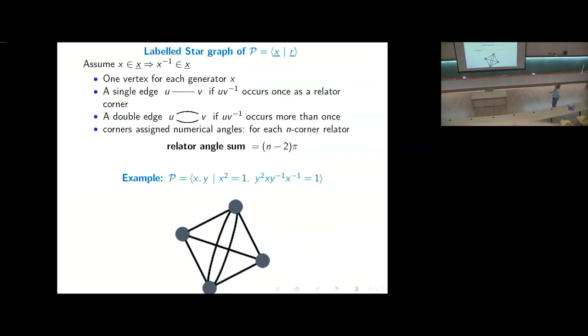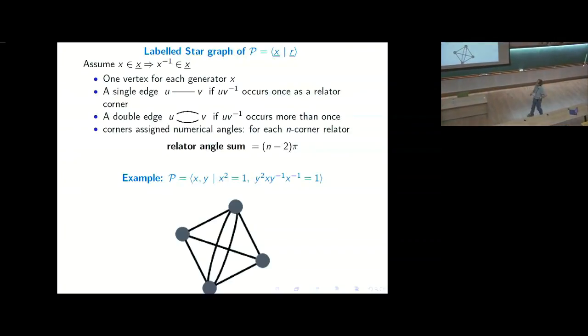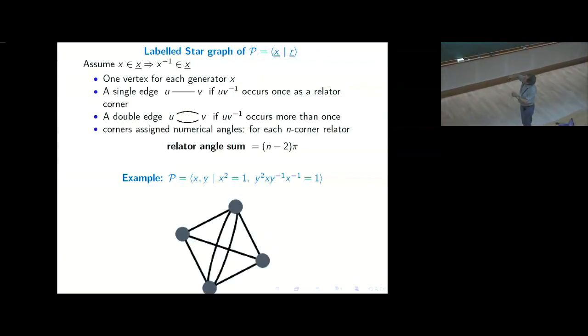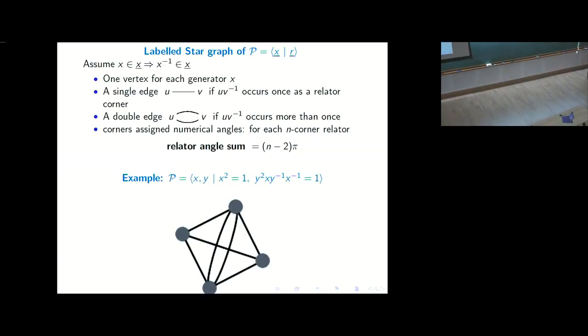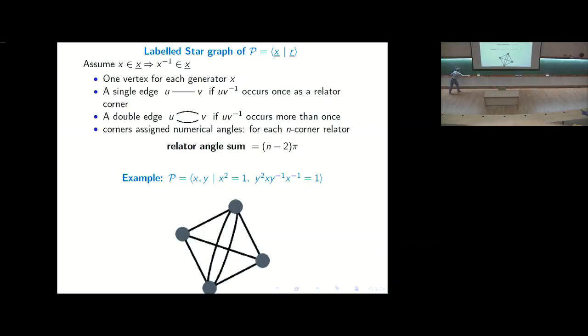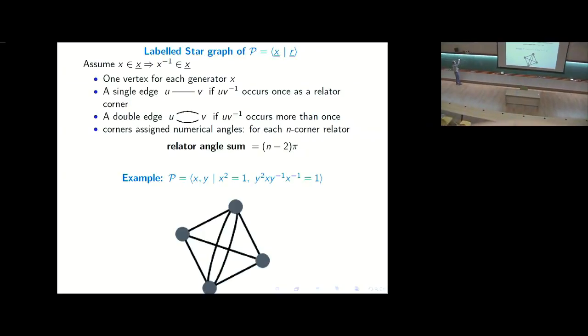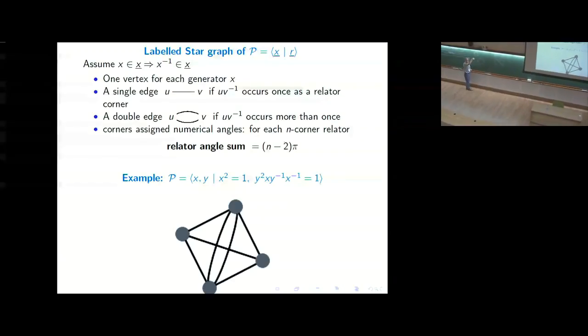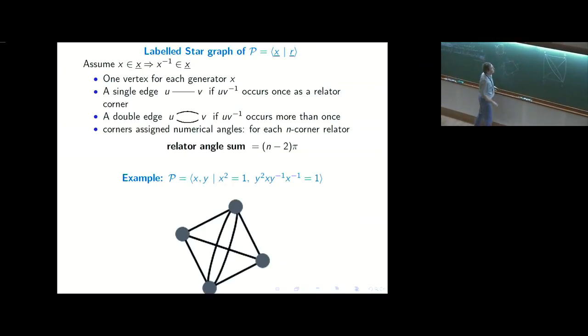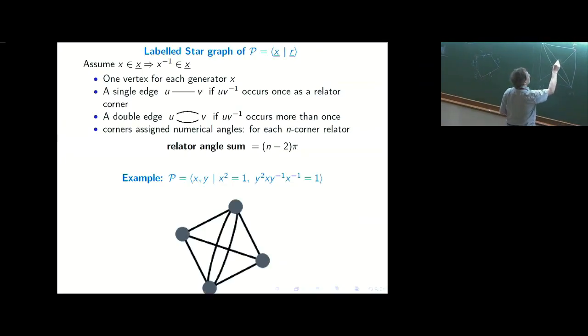Let me put some angles on each of the edges in this graph, subject to the following. For the corners, I'm going to assign numerical angles, and for each n-sided relator, I want the relator angle sum of that relator to be (n minus 2) pi. So, for example, this relator here, maybe I'll use yellow, has n equal to 2 sides, so I want the angle sum to add up to 0. And let's insist that things are positive. So maybe I'll put a 0 there and a 0 there. And let me record it over here.